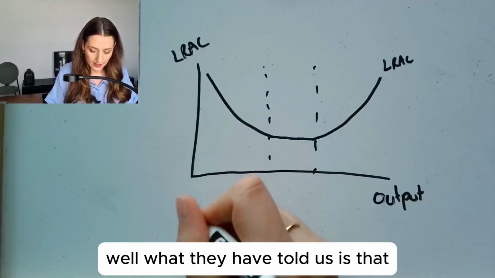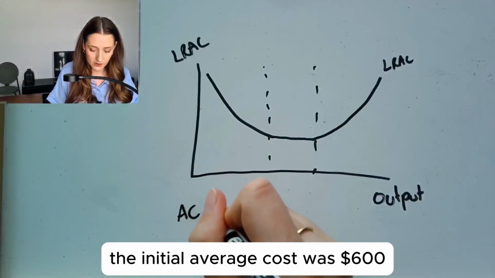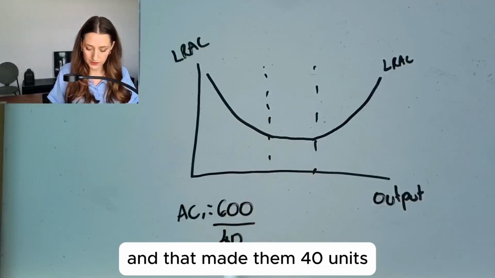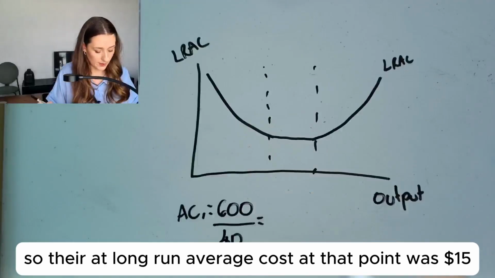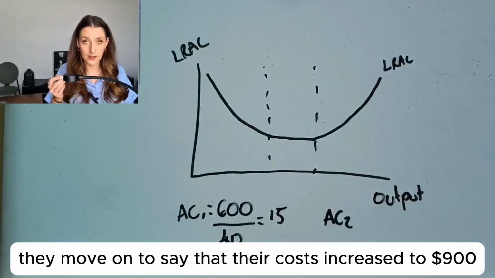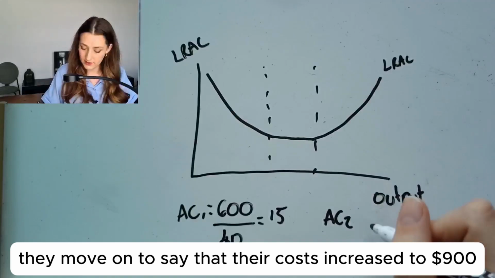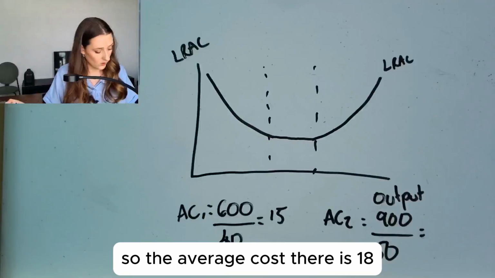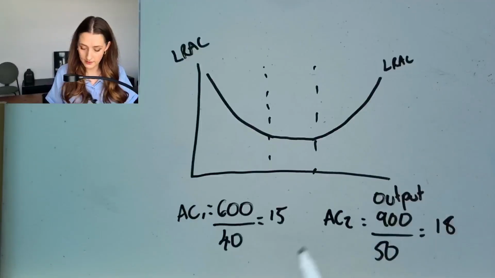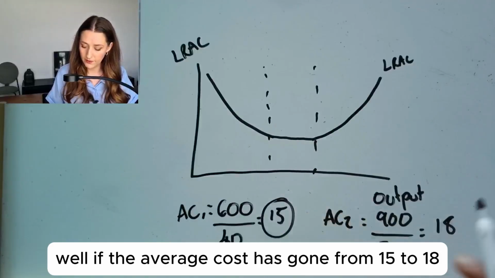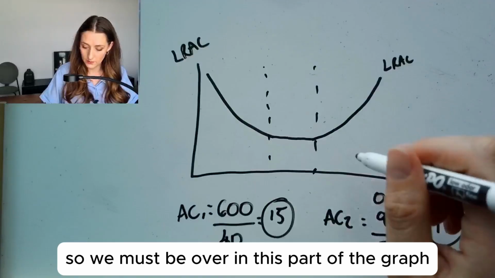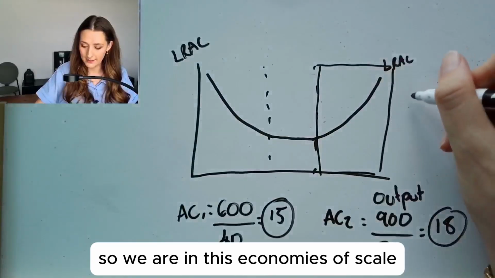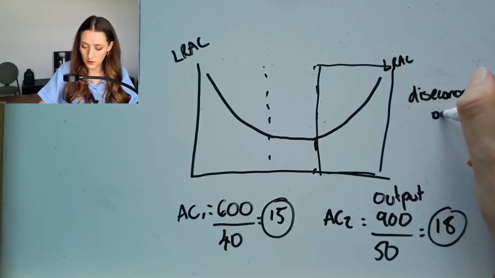Well, what they have told us is that the initial cost was $600, and that made 40 units. So their long-run average cost at that point was $15. They move on to say that their costs increase to $900 when they're producing 50 units. So the long-run average cost there is 18. Well, if their average cost has gone from 15 to 18, it's increasing. So we must be over in this part of the graph. So we are in diseconomies of scale.